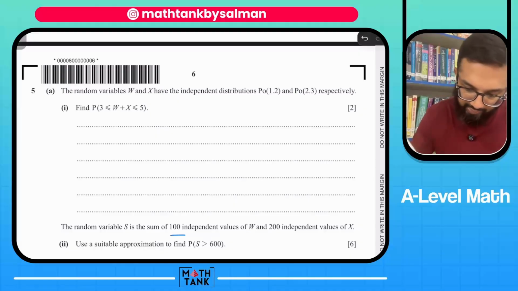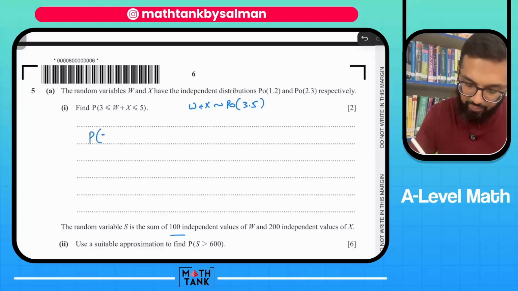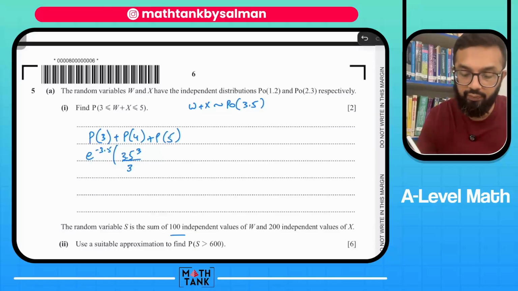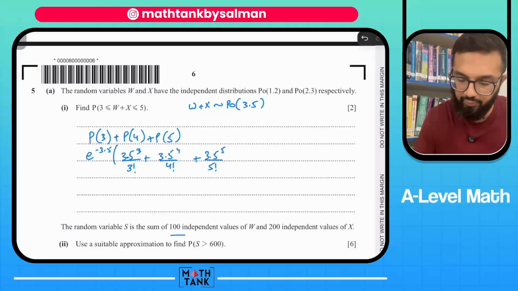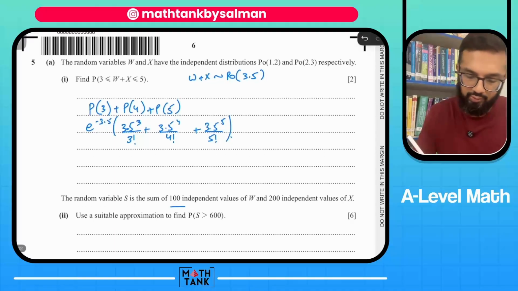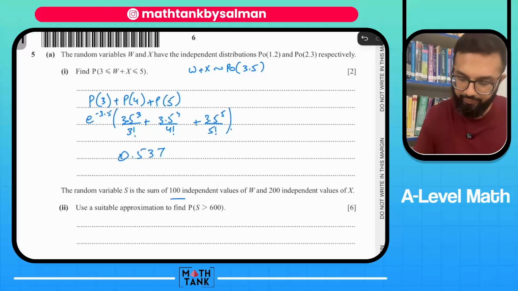Okay, the random variables W and X have independent distributions. Find W plus X. So W plus X have a Poisson distribution with 3.5. I want the probabilities of 3, 4, and 5. So e power minus 3.5, 3.5 cube over 3 factorial plus 3.5 power 4 over 4 factorial plus 3.5 power 5 over 5 factorial. Okay, let's calculate. This is giving me 0.537.